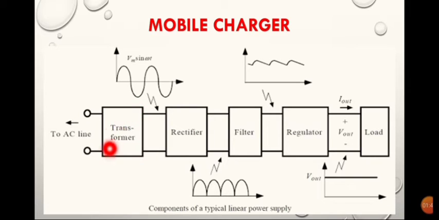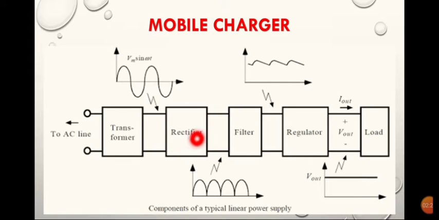So the first block is what? Transformer. So what is the role of the transformer? The input of the transformer is connected to the AC mains. The AC mains is 230 volt AC with 50 hertz frequency. So this is a step down transformer which lowers this AC voltage and provides lesser voltage at the output of the secondary of the transformer. This voltage is very less as compared to the input voltage. Input voltage is 230, and suppose this is 9 volt AC, for example.